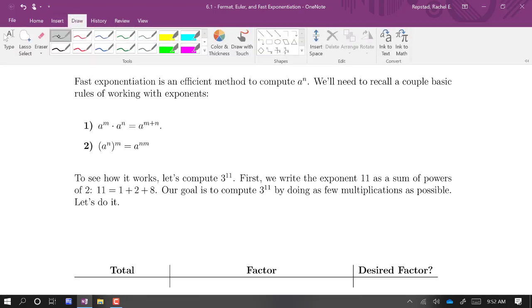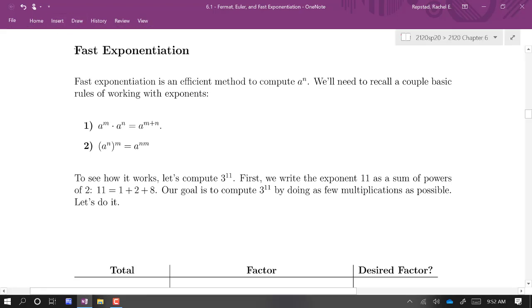All right, so now we're going to look at a cool technique. We call this fast exponentiation, and it's a way that we can raise a number to a power, maybe a large power, without having to do a ton of multiplications. And what we need is to remember some rules of exponents. So for starters, if I am multiplying two numbers that have the same base, a to the m times a to the n, then we can add the exponents. That's a to the m plus n. And if I raise a power to a power, then we can multiply those exponents.